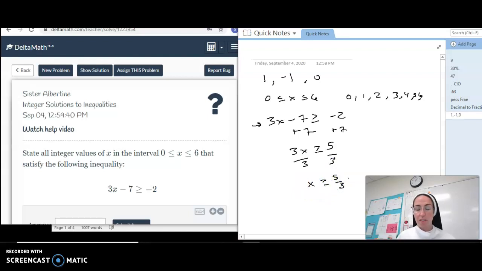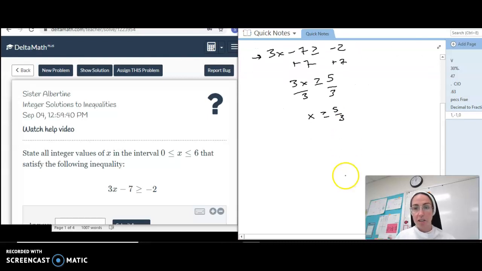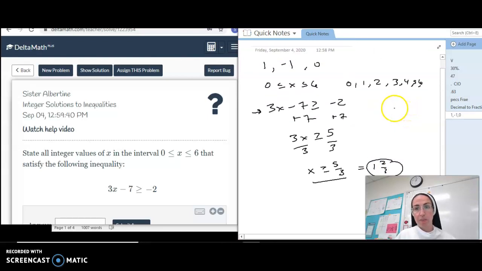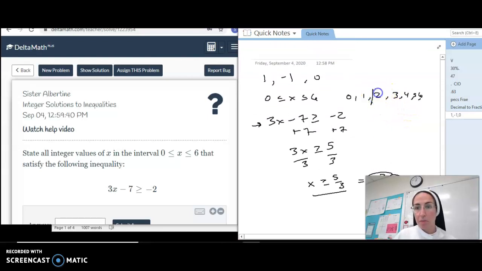Now notice 5/3 is a fraction, it's not an integer. So we want to know what two integers it's in between. 5/3 is the same thing as 1 2/3. So my statement is x has to be greater than or equal to 1 2/3. The first integer that will satisfy that is the number 2. 1 won't satisfy it because it's not greater than 1 2/3. So starting from 2 and going all the way up to 6 will be my solution.